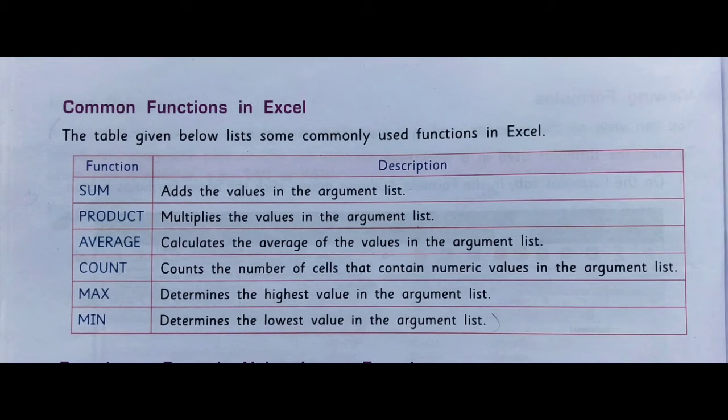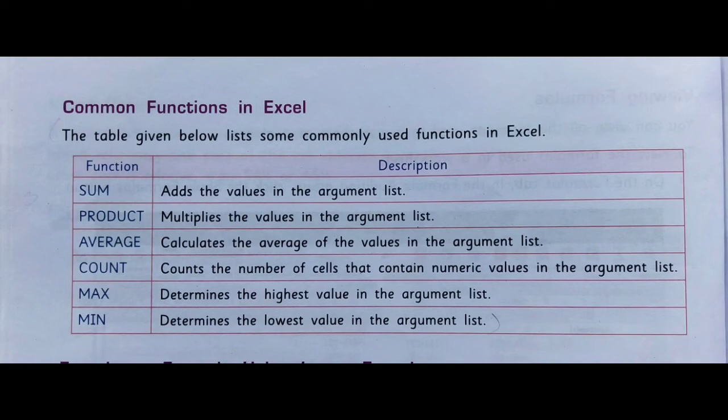Common functions in Excel. The table given below lists some commonly used functions in Excel. Function and description. You can see the first function is Sum. It adds the values in the argument list. Product multiplies the values in the argument list. Average calculates the average of the values in the argument list.